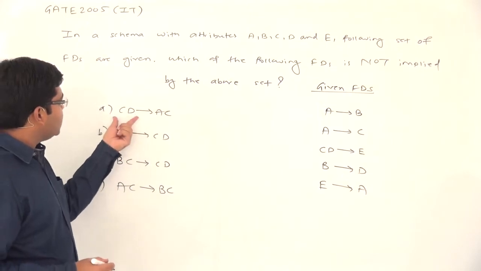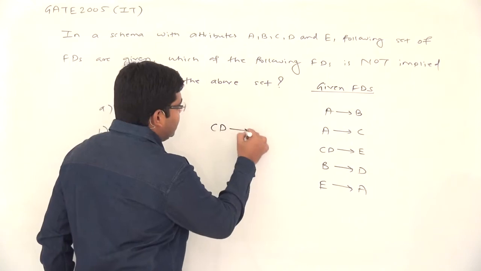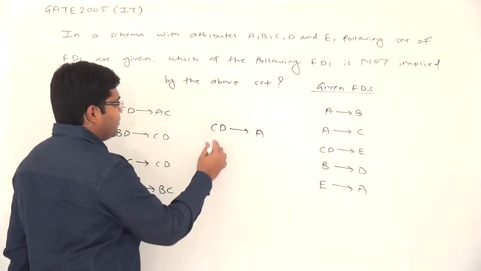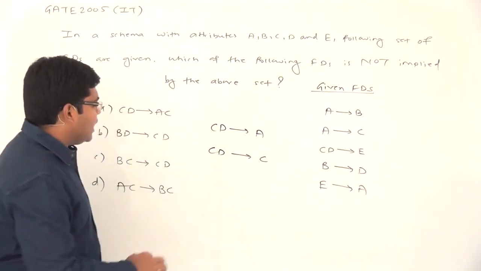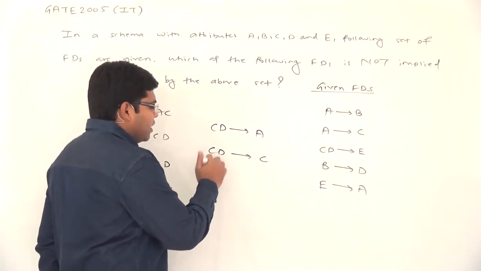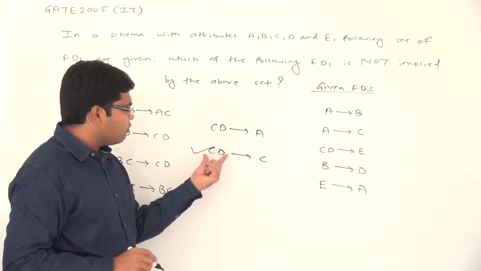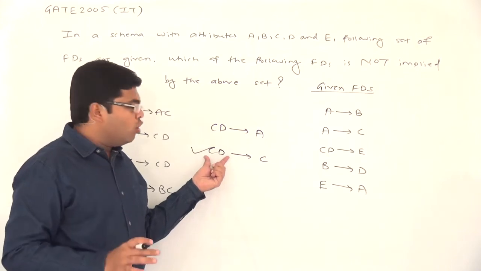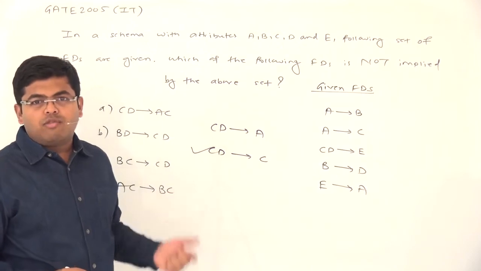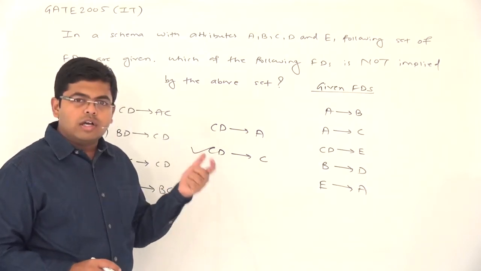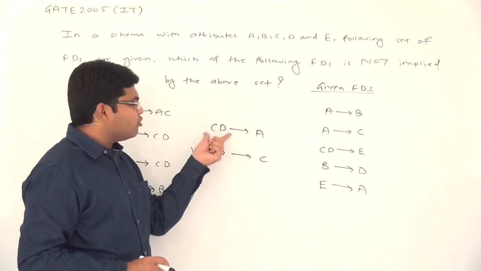Now the first option is CD gives AC. So what we will do, we will decompose this FD into two. One will be CD gives A and another will be CD gives C. Now you can see that the second FD is directly valid by the reflexive rule, because the right hand side is a subset of the left hand side, and we know whenever the right hand side is a subset of the left hand side, the FD will always be valid. That is basically what is called the reflexive rule. So we need to check only one part, whether A can be obtained from CD or not.